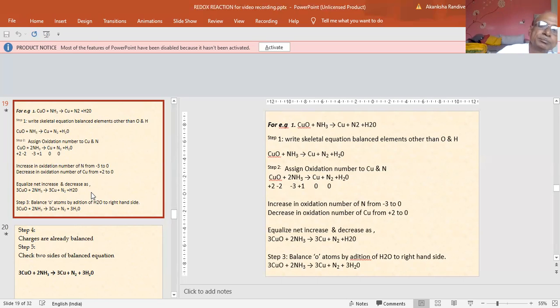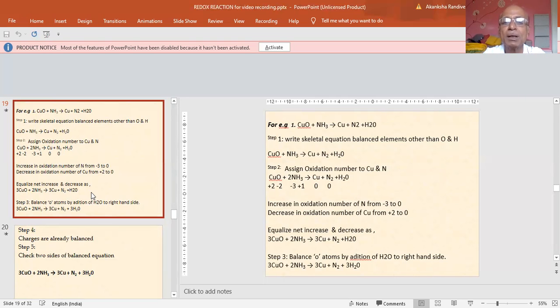Now step 1, write the skeletal equation. Balance elements other than oxygen and hydrogen. That is CuO plus NH3 gives Cu plus N2 plus H2O. So this is the first step that we have written. म्हणजे पहिल्यांदा जे अनबॅलन्स्ड इक्वेशन आहे ते आपण लिहिलेलं आहे. त्यानंतर दुसरी स्टेप काय सांगते?